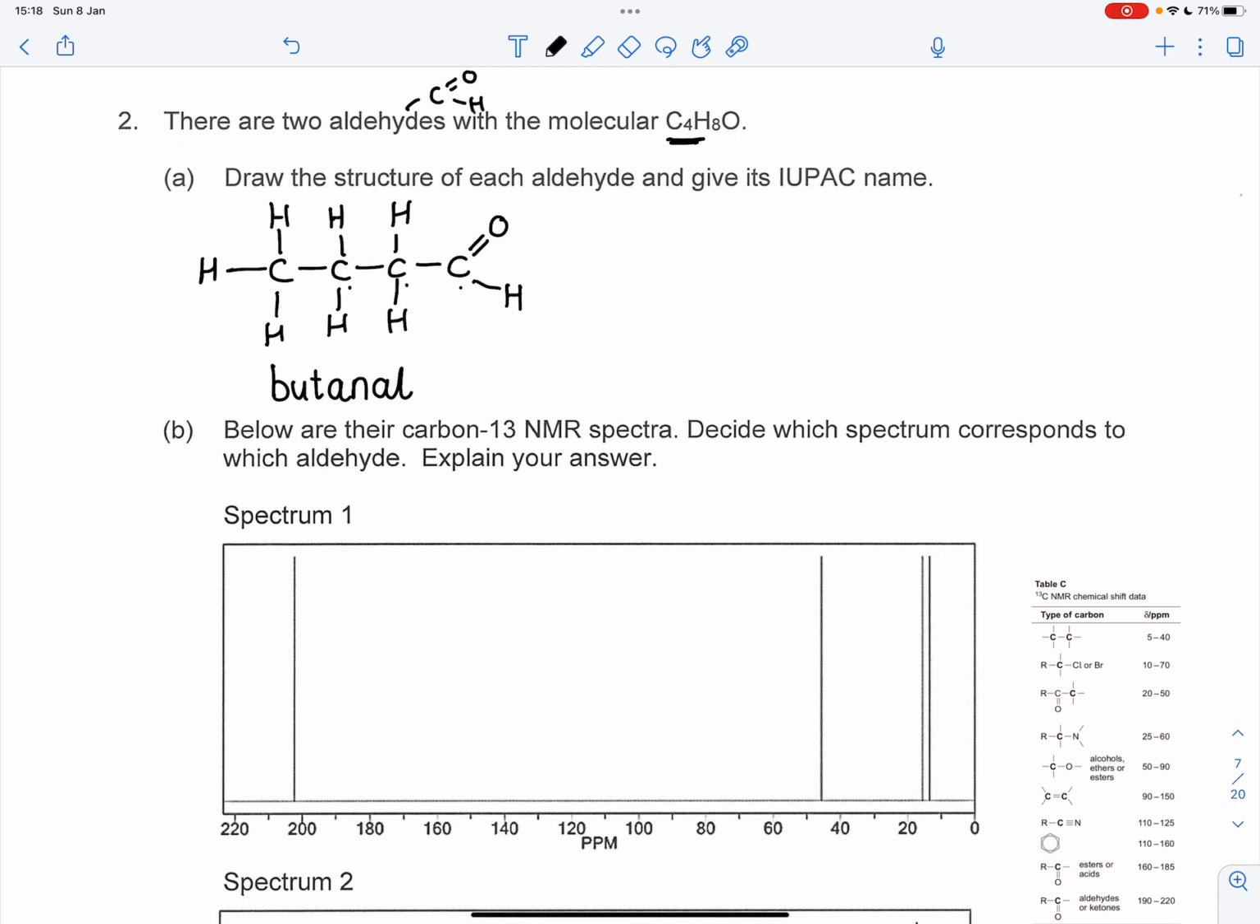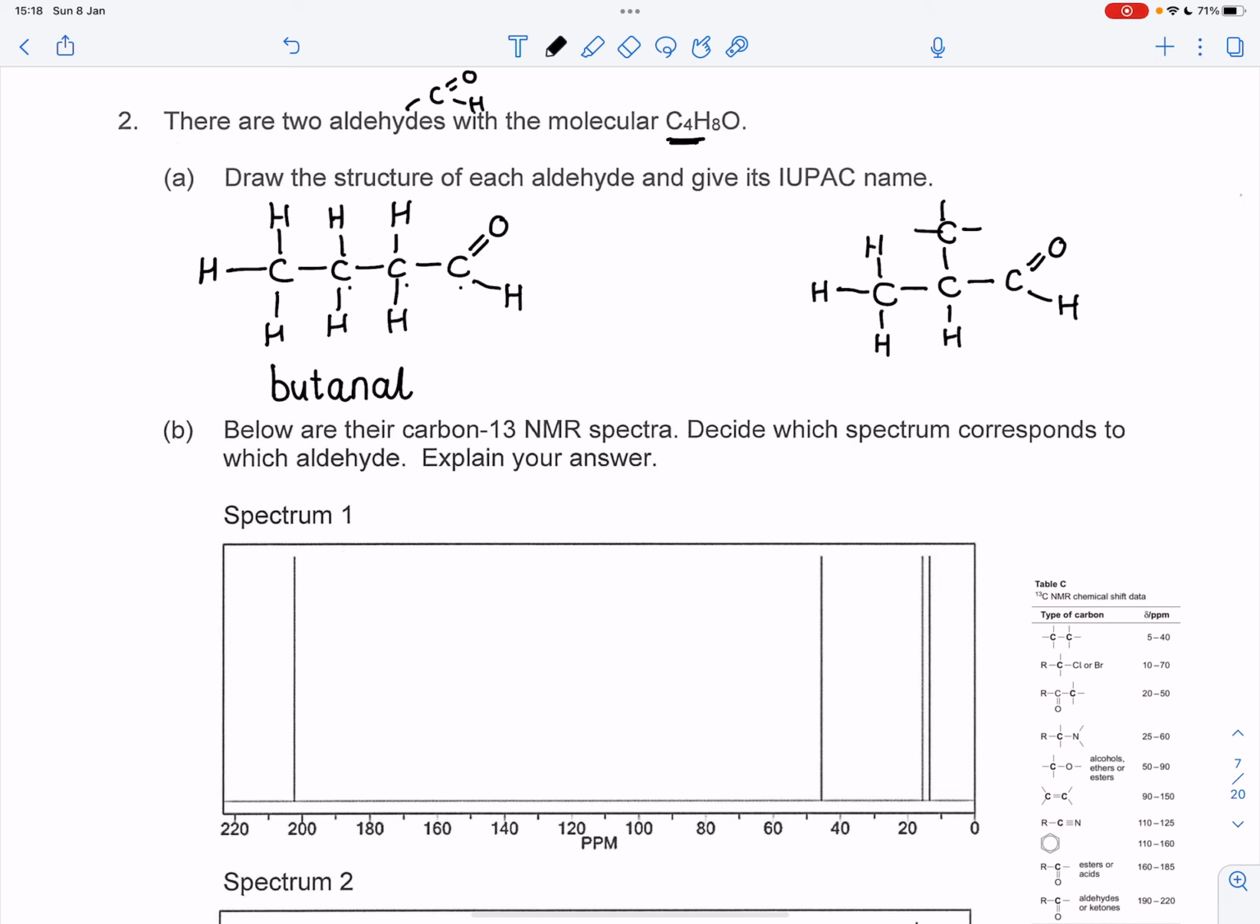And then we need to draw another one. We do need to remember that to be an aldehyde, we have to have this C double bond O H at the end. So when we're drawing a second isomer, try to reduce the chain. So it's a chain isomer. We're going 3 in a row, and then we put the methyl group coming off, and the only place it can come off is that middle carbon. And so we've got our other isomer.